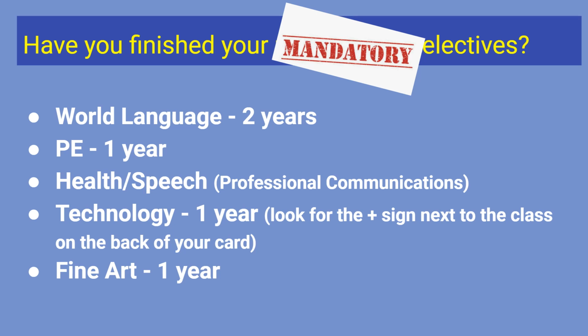Check to see where you are in completing your mandatory electives. Remember, by graduation, you'll need 2 years of world language, a year of PE, a semester of health, a semester of speech, a year of technology, and a year of fine art.